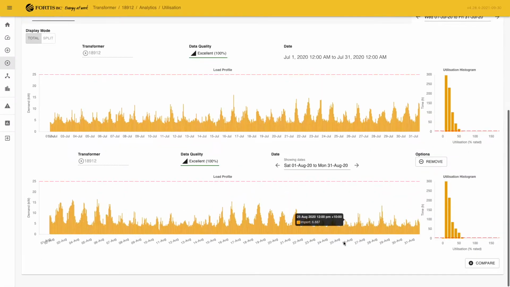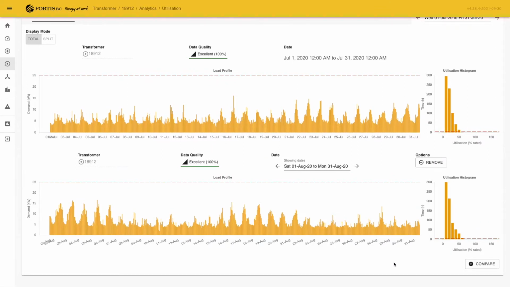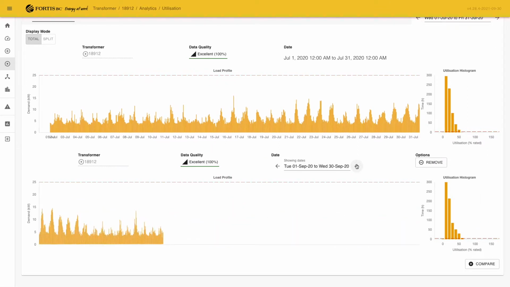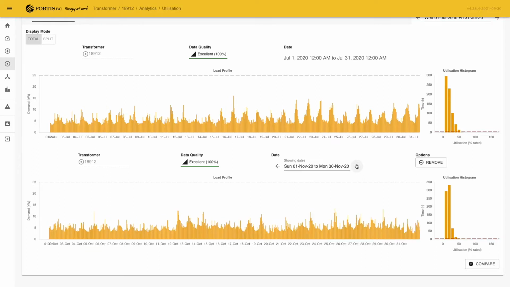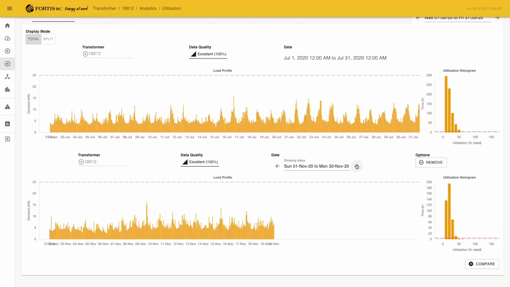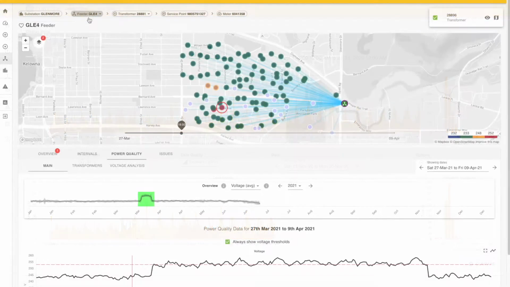So for example, with Fortis BC, after their deployment, we're able to see a number of data quality challenges in the GIS data, which we're able to identify, and they were able to resolve. But more importantly, once they had the voltage view of their secondary network, they could understand the impacts of augmentation or changes they've made down at a consumer level like they've never seen before.